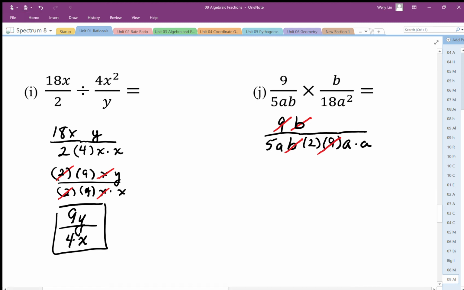So when I undo with times or divide, we're always left with 1. So it's going to be 1 on top. And on the bottom is going to be 5 times 2, a times a times a. So a cubed on the bottom. Okay, so there's my answer for that one.